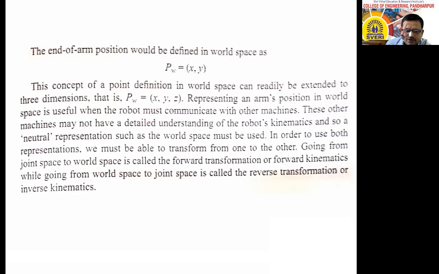In order to use both representations, we must be able to transform from one to the other. Going from joint space to world space is called the forward transformation or forward kinematics, while going from world space to joint space is called the reverse transformation or inverse kinematics.